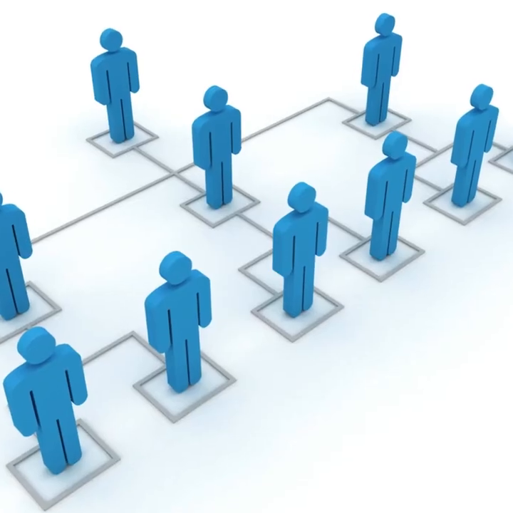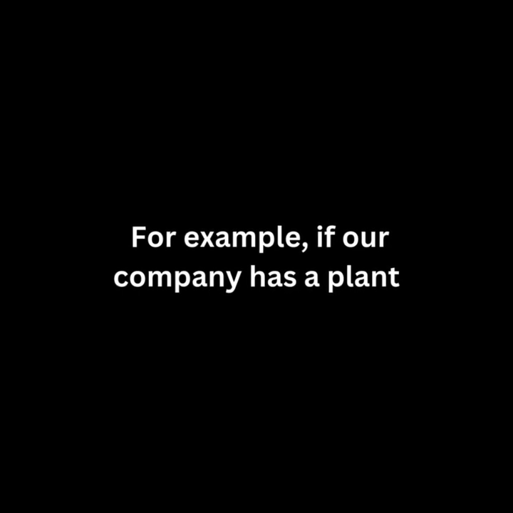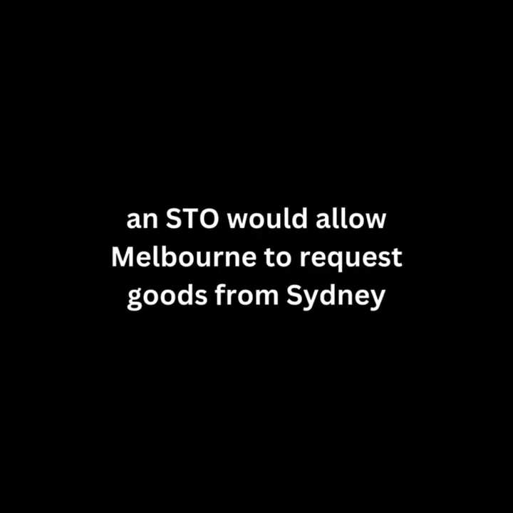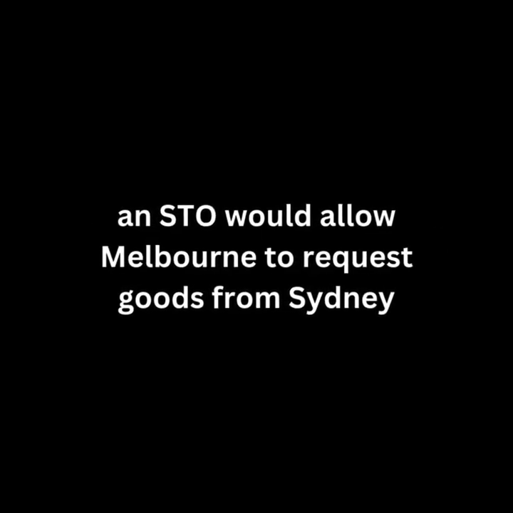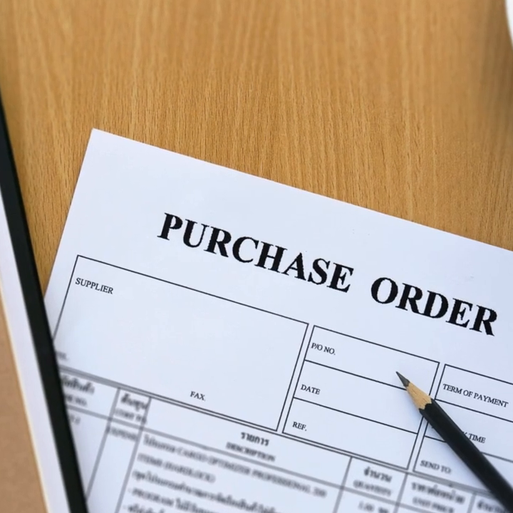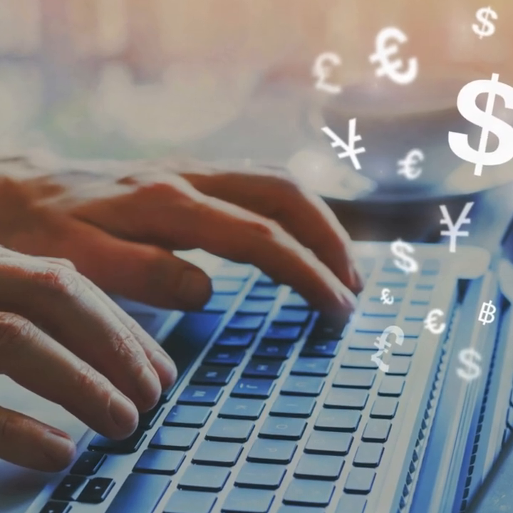Next, let's delve into stock transfer orders, STOs. An STO facilitates the movement of goods between different plants within the same organization. For example, if our company has a plant in Melbourne and another in Sydney, an STO would allow Melbourne to request goods from Sydney. This process is similar to a purchase order, but specifically for internal transfers.